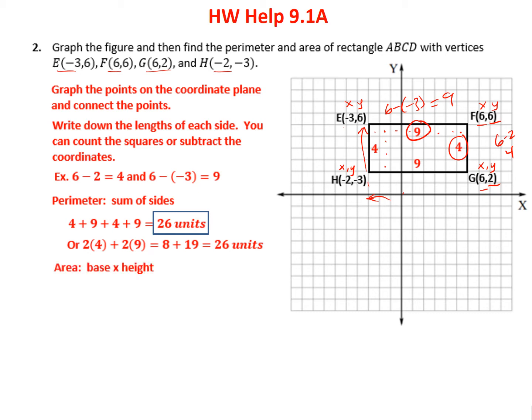Remember, area is simply the base times the height. So the area is 9 times 4, or 36 square units.